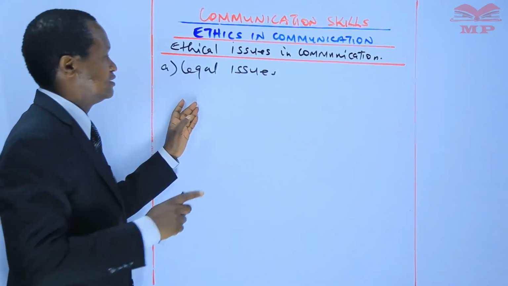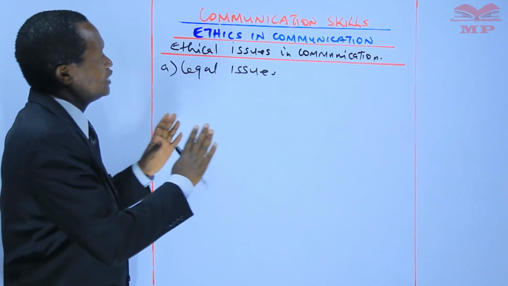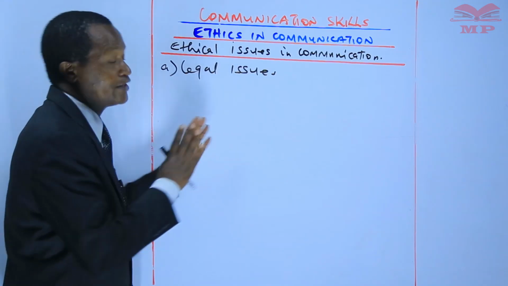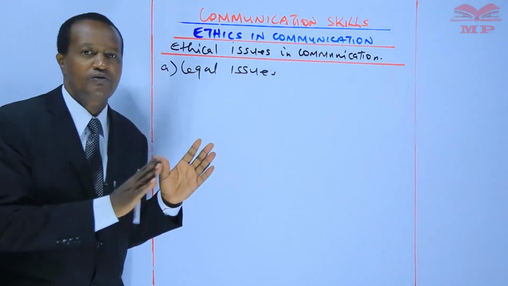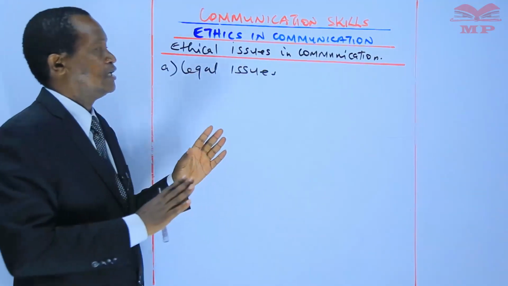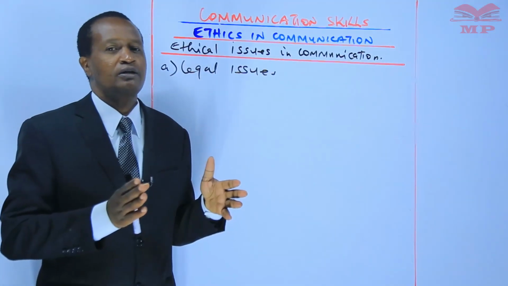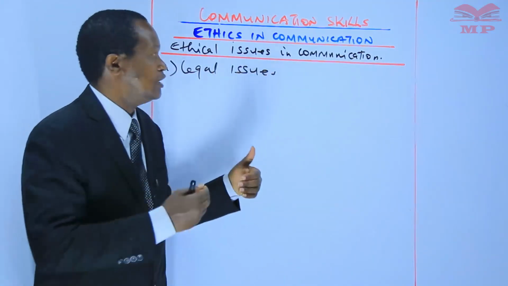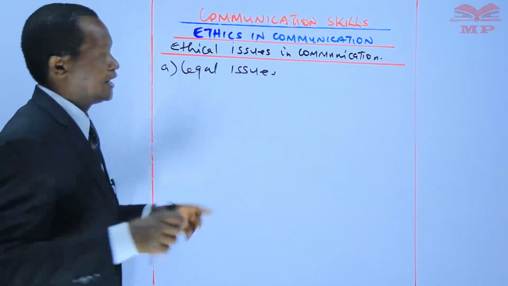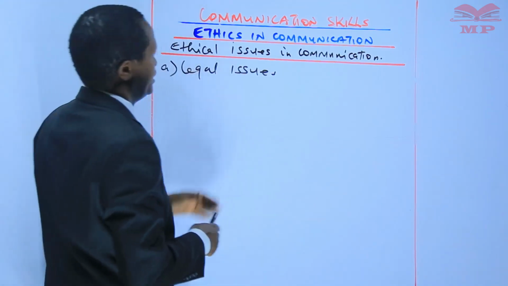So you can see, candidates, in communication, legal issues are at the same time ethical issues. I've given examples of slander and libel, and all those are covered in our laws. Although they are legal issues, they are also ethical issues at the same time. So that is one of the ethical issues in communication.